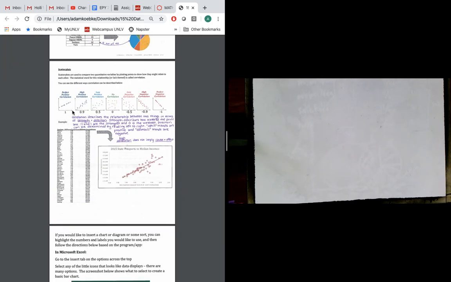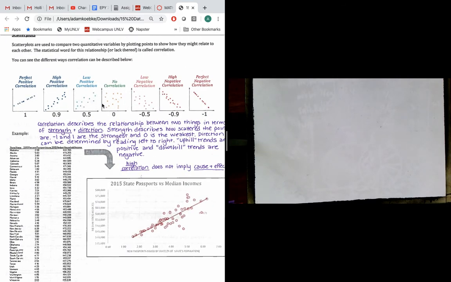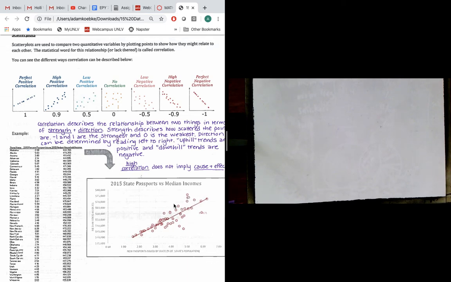It's not 1, it's not perfect, but it's definitely a lot stronger than perhaps, say, this or no correlation at all. So what this is telling us is that there is certainly a relationship, and the relationship is that the more passports that are being issued leads to or is a result of more money in your state. So you make more money, you're more likely to travel. So that's all about scatter plots.